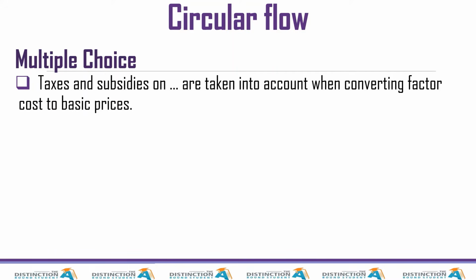All right, next question. Taxes and subsidies on are taken into account when converting GDP at factor cost. Come on. Do you need a clue again? GDP. Okay, taxes and subsidies on. You've heard taxes and subsidies on production.